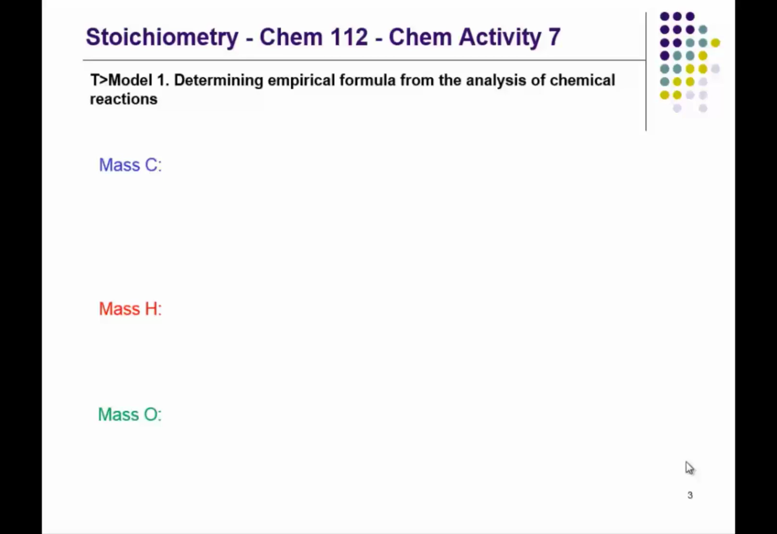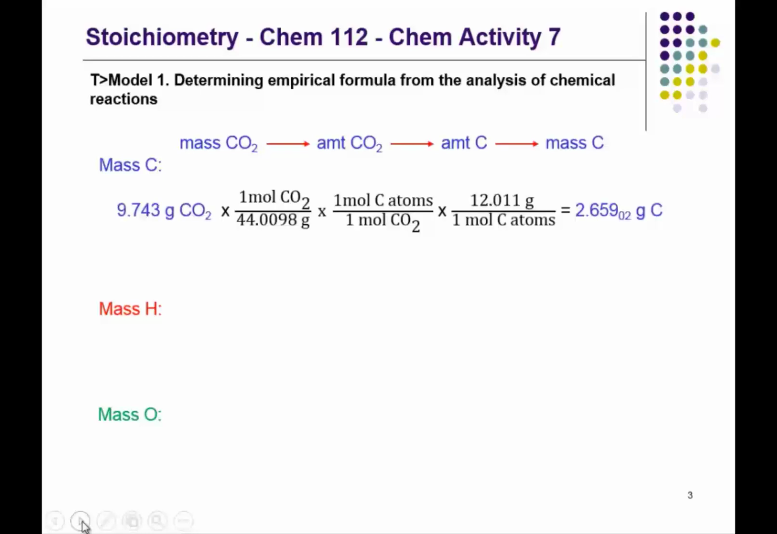Let's start with the mass of carbon. We know that we can find out how much carbon was in our original sample by knowing the mass of CO2 that was produced. So we'll start there. I'm going to make a bit of a unit plan to guide me in my calculation. I know the mass of CO2 that was formed. From there I can determine the amount of CO2 in moles, and from there I can determine the amount of carbon atoms. It's a 1-to-1 mole ratio. And then finally I can determine the mass of carbon. The calculation will look something like this.